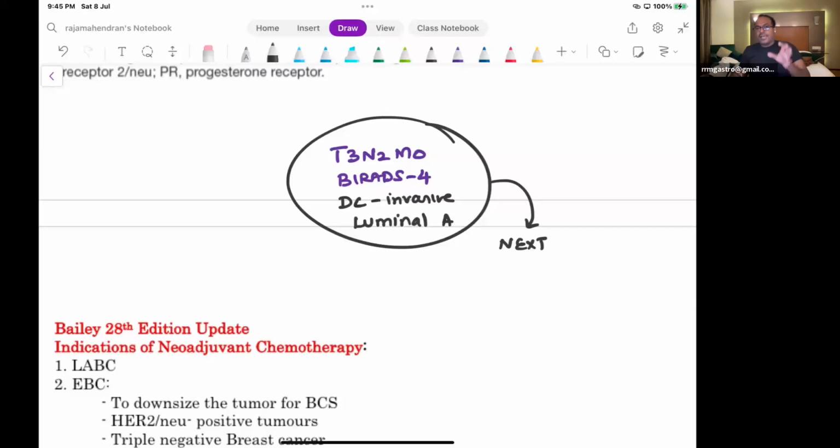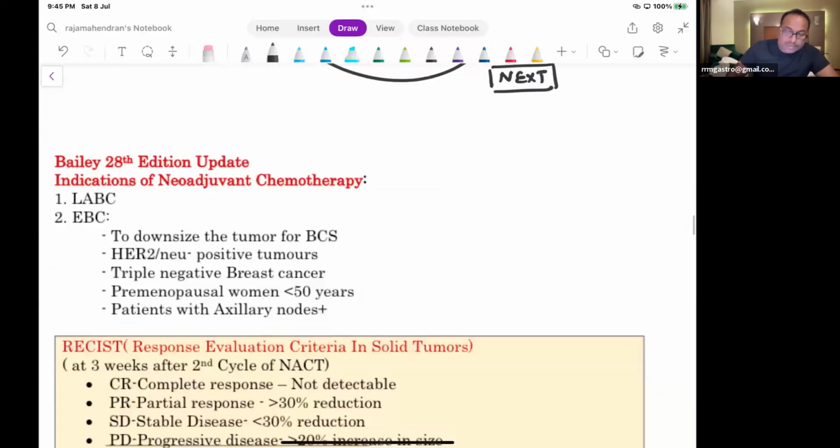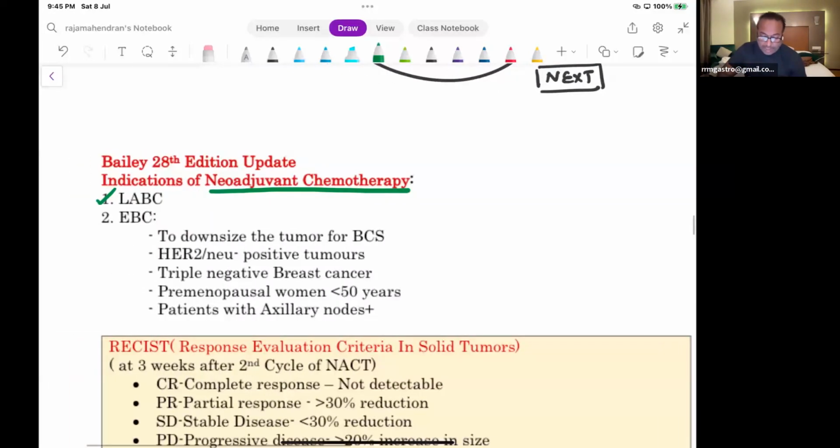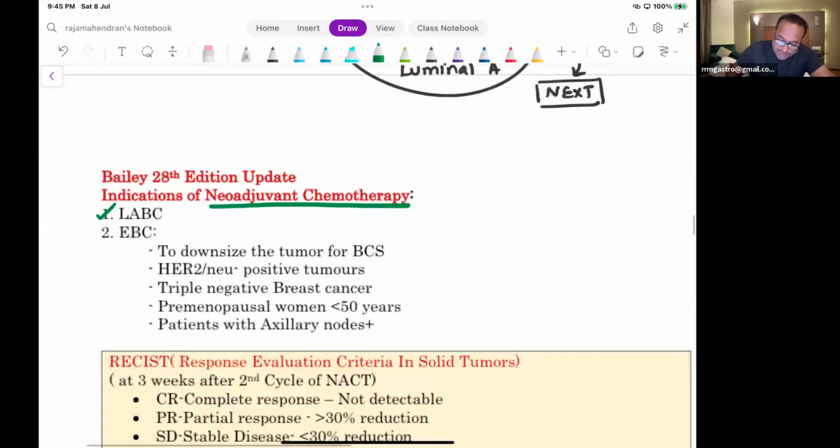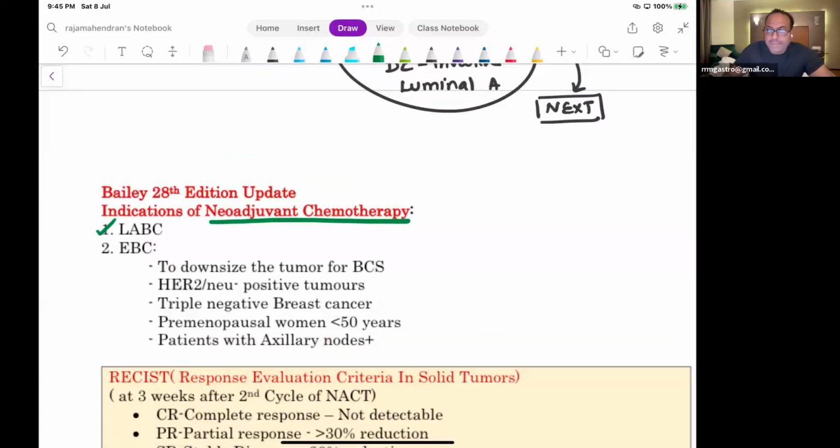They will give you a locally advanced breast cancer history and ask what you will do next. For that, you should understand the concepts. The answer for this question is that you should give neoadjuvant chemotherapy for all locally advanced breast cancer. Very interesting point. This is a very important slide, an update in Bailey. Locally advanced, all the cancers will receive neoadjuvant chemotherapy.